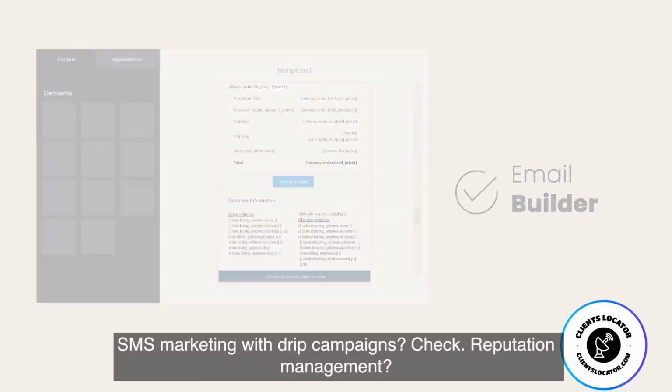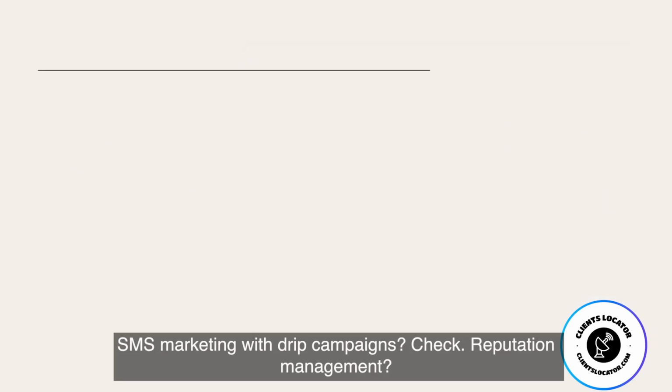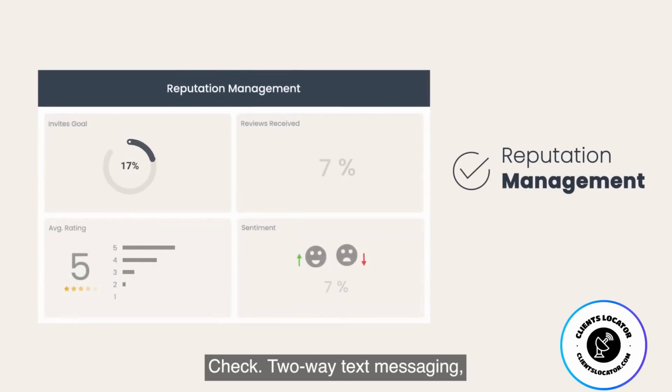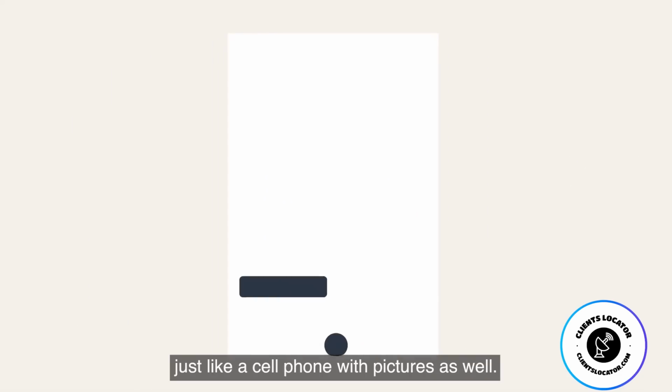Check. SMS marketing with drip campaigns? Check. Reputation management? Check. Two-way text messaging, just like a cell phone with pictures as well.